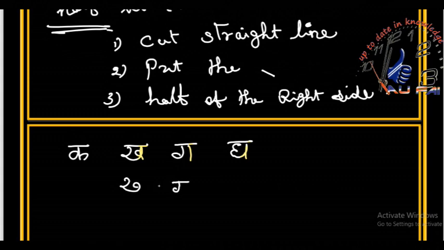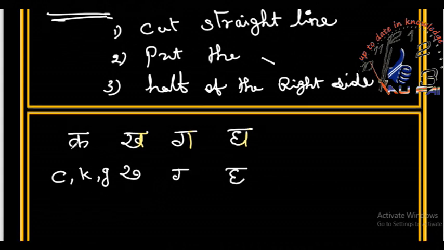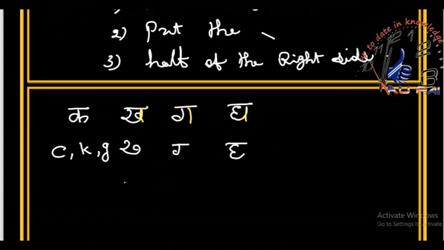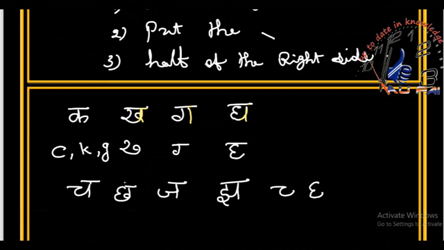Third ga, you write without the straight line. Fourth ga also, you write this one. These are the half letters. In English, this sound comes. Except the first letter, we cut the straight line. If I take the second line, the cha line, I cut this straight line, then what remains comes up to this only. So these are the half letters, first rule.